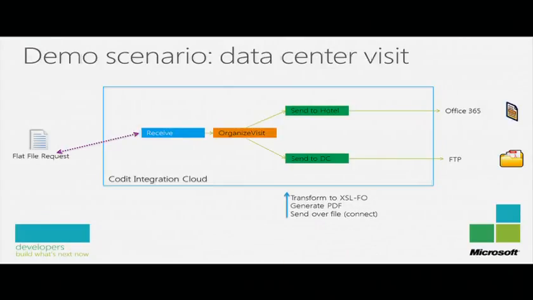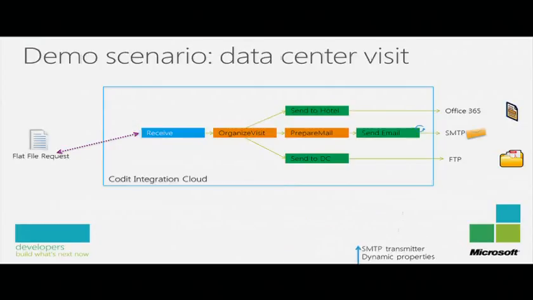We also send it to the data center itself, as a request in PDF. So we create it in PDF there and publish it on FTP to the data center. And then we have a second process that loops through all the attendees and sends an email. So every attendee that is in that original flat file request gets an email. So that's the first scenario that I'd like to show now.